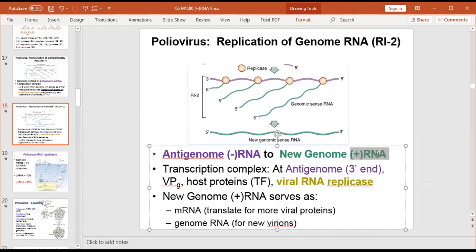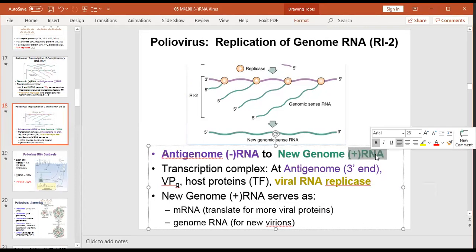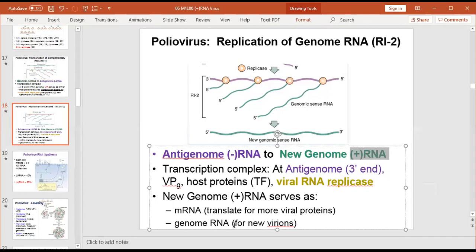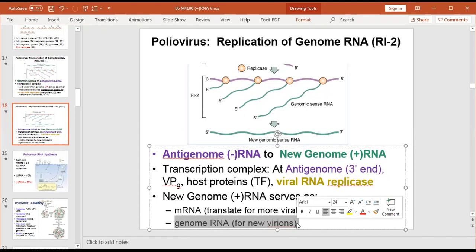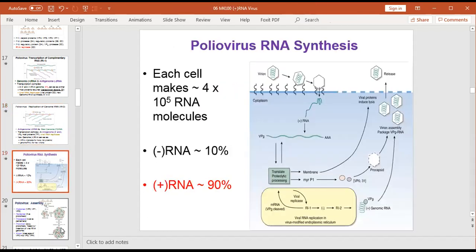And this positive RNA that is made during the second phase can serve as the genome for new virions. Remember, the viral genome is positive strand, so we need to have more positive RNA genome. Why? Because we need to use some of these molecules as messenger RNA and some of them as the genome for new virions that are being produced.